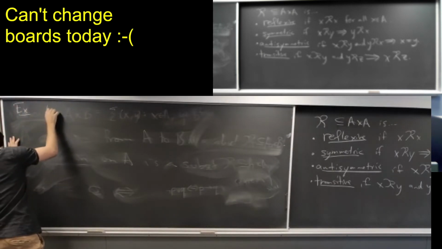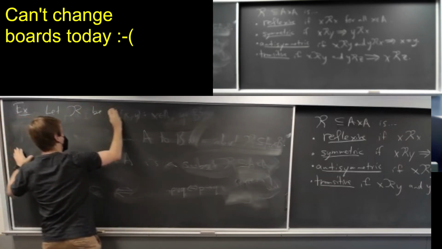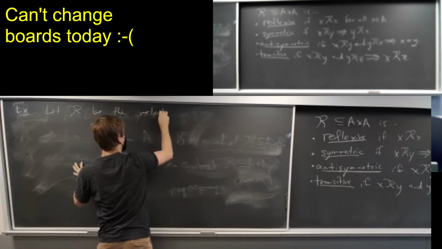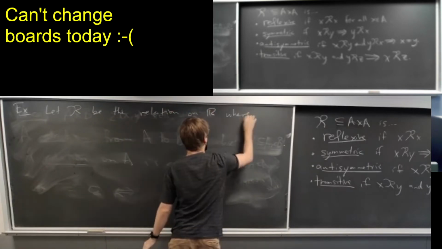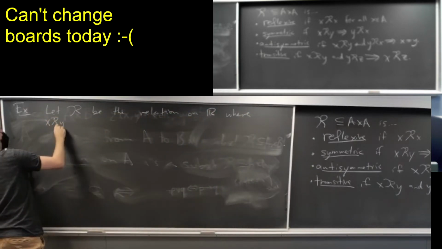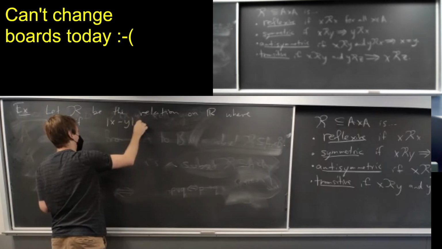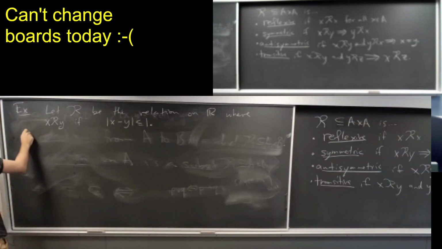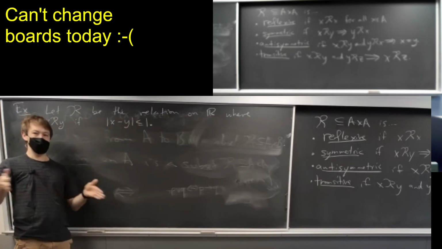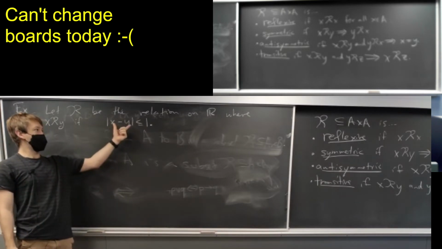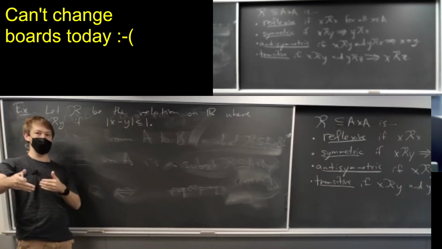So let's take an example. Let R be the relation on the reals where x is related to y if the absolute value of x minus y is less than or equal to 1. Let's try to answer the questions: is it reflexive, symmetric, anti-symmetric, and transitive? You should think of the absolute value of x minus y as the distance between x and y. So this is saying two numbers are related if the distance between them is less than or equal to 1.